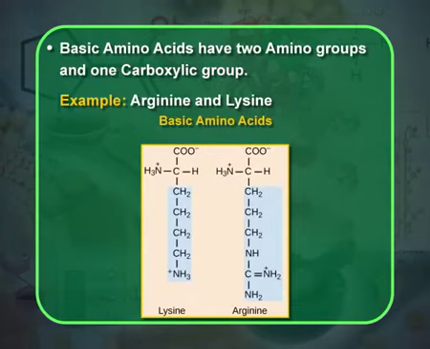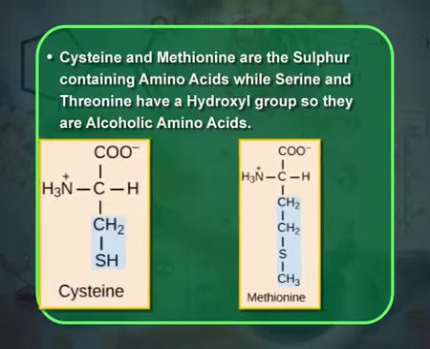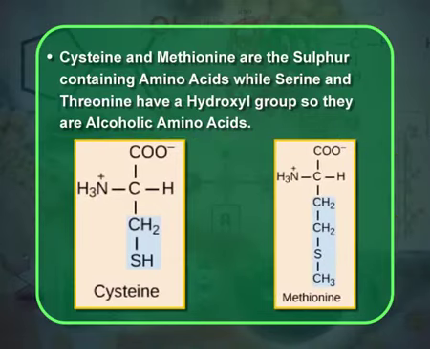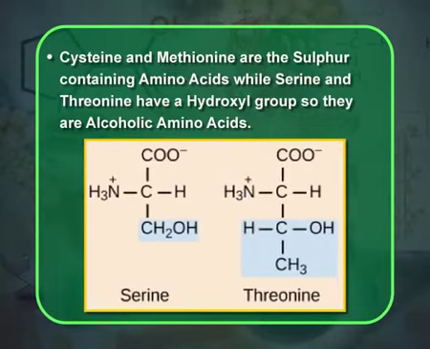Basic amino acids have two amino groups and only one carboxylic group, for example, arginine and lysine. Cysteine and methionine are the sulfur containing amino acids, while serine and threonine have a hydroxyl group, so they are known as alcoholic amino acids.